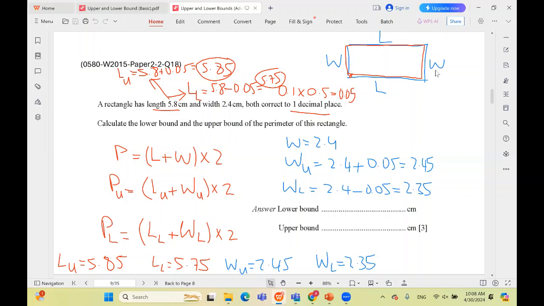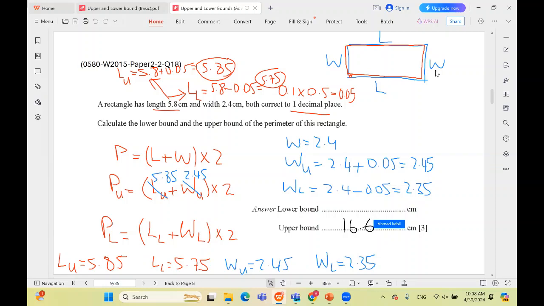Our final step will just be to substitute these values into our equations. So for the upper bound of the perimeter, we're just going to use the upper bound of the length, which is 5.85, and the upper bound of the width, which is 2.45. So 5.85 plus 2.45 gives us 8.3, and then we multiply the answer by 2, we get 16.6. So the upper bound is going to be 16.6.